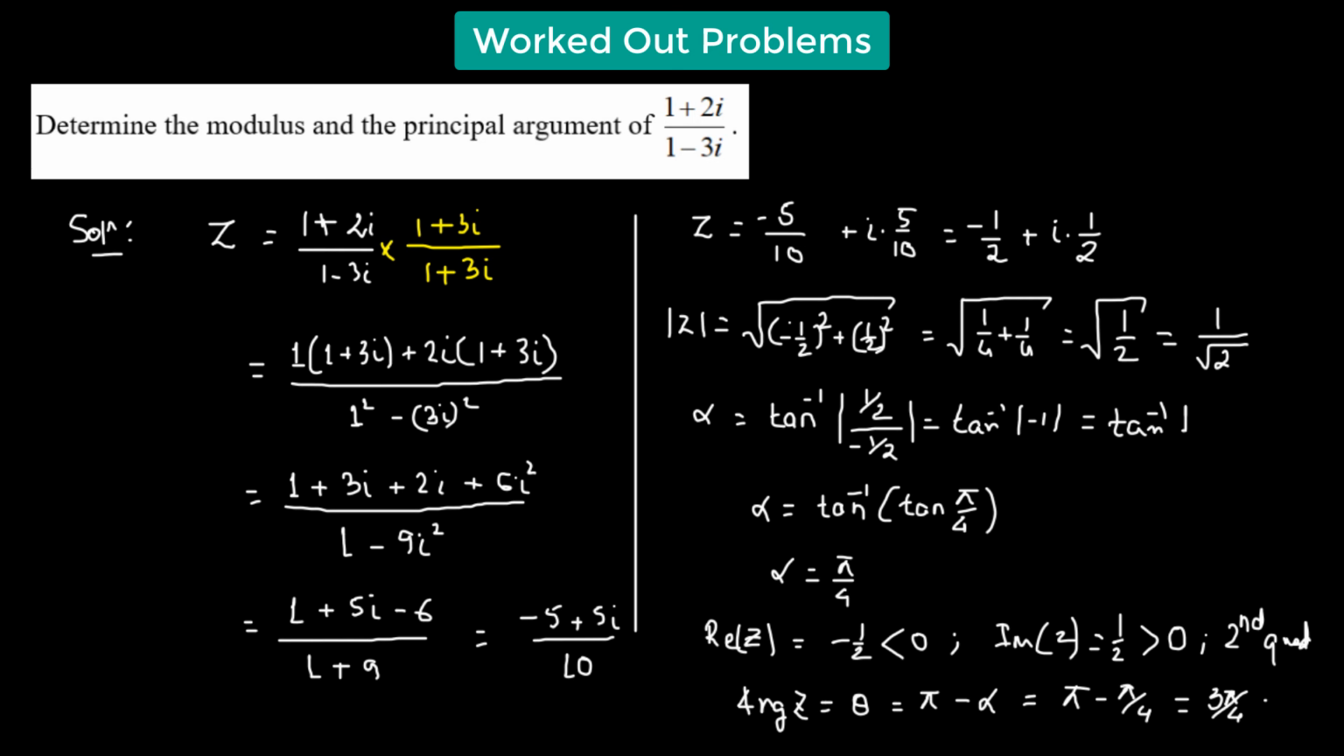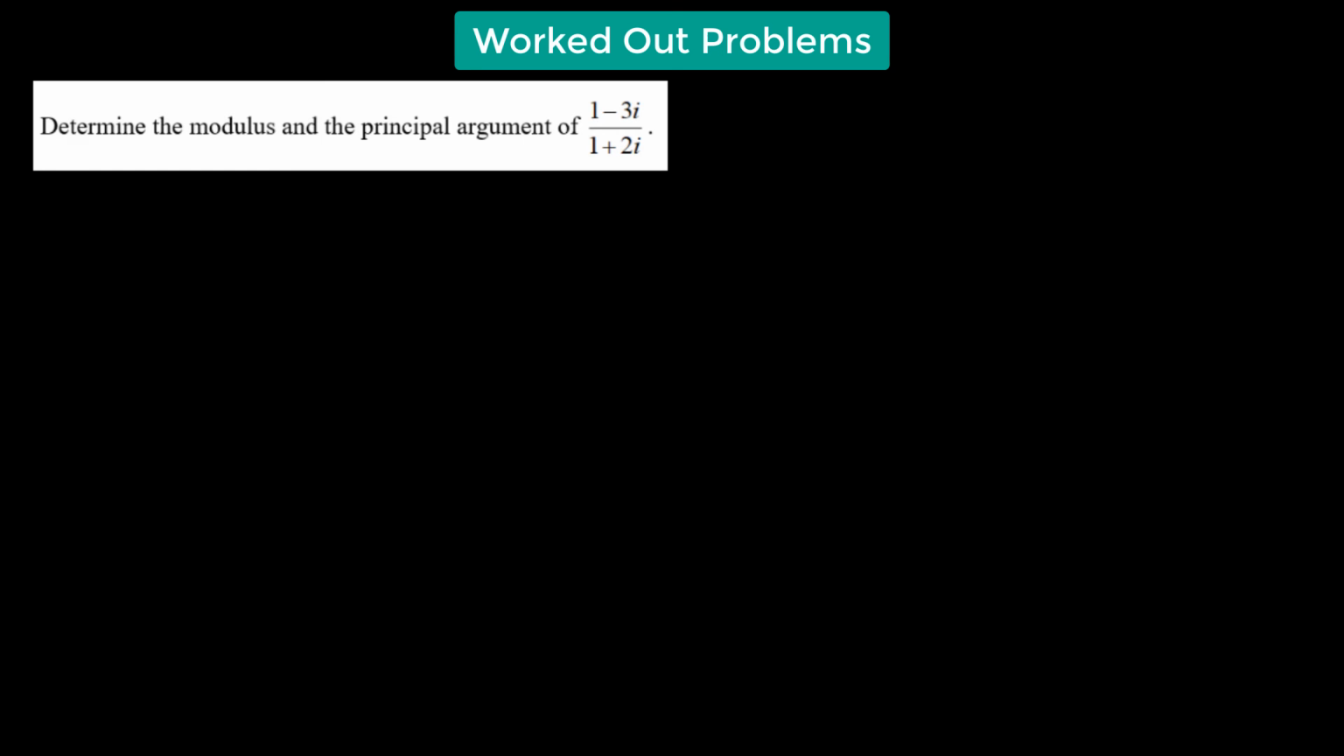Let's move on to the next question. Here in this question we have the complex number z given by (1 - 3i) divided by (1 + 2i). So we have to convert it into standard form. We consider the complex conjugate of the denominator, which is 1 - 2i, and multiply it to both the numerator and the denominator.